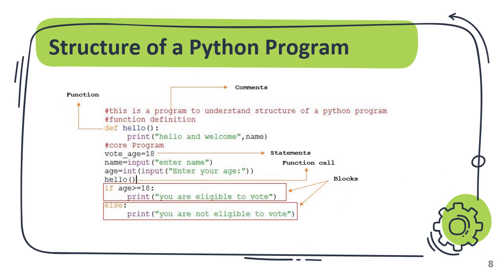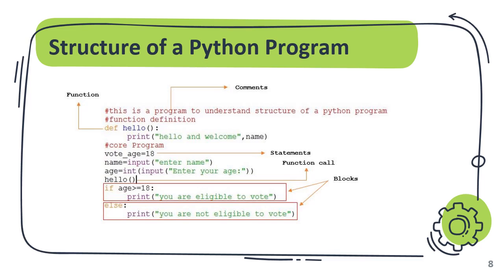Here is an example program. You can see that the comments are marked with the hash symbol. Whichever statements are written with the hash symbol at the beginning are called comments. They are not executed by the Python interpreter. Then there is a function. A function is a related set of statements intended to perform a particular task.